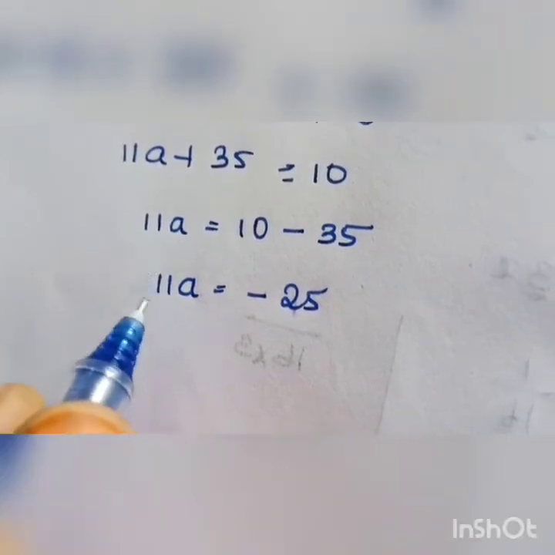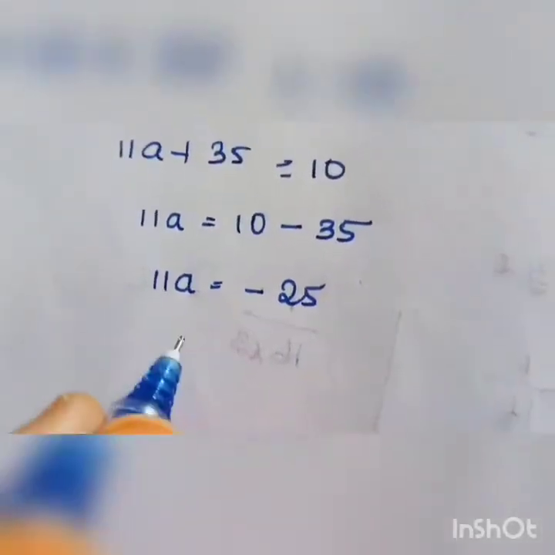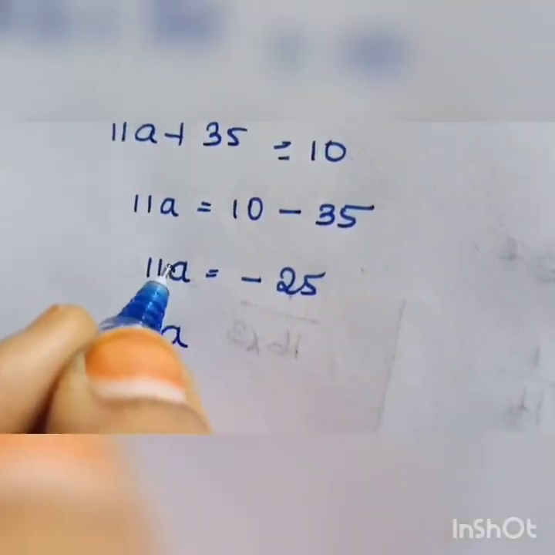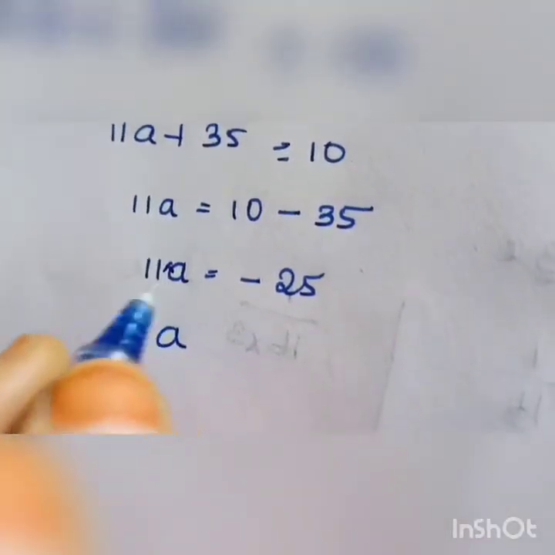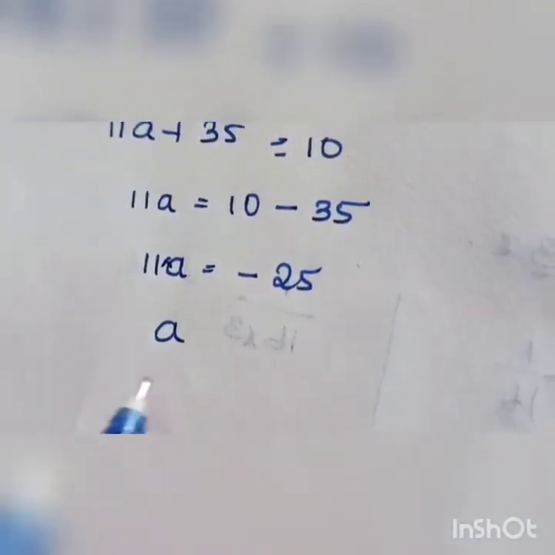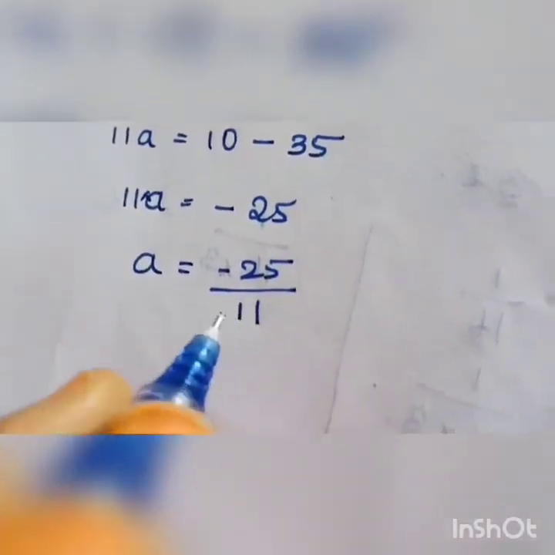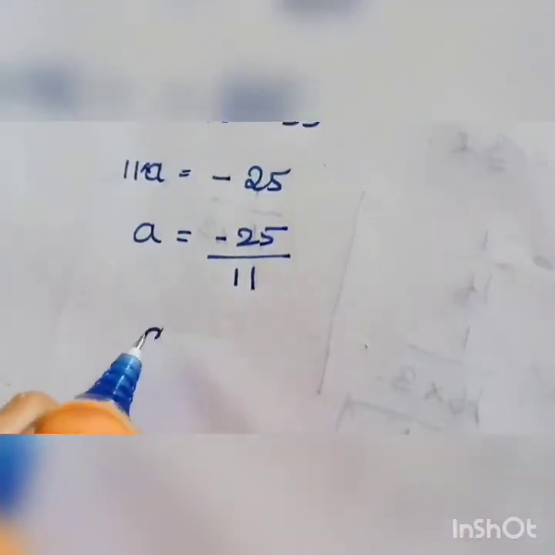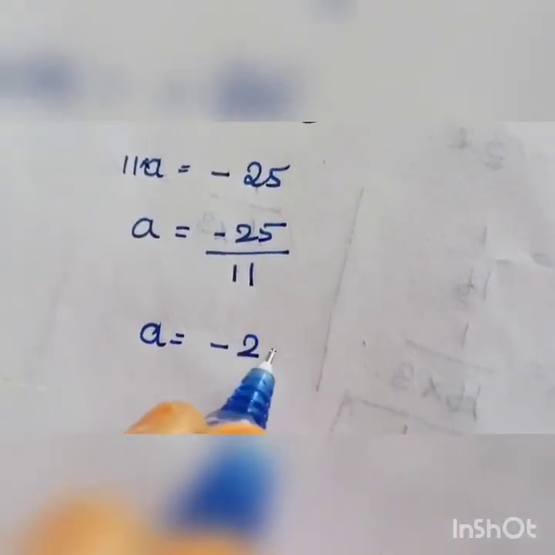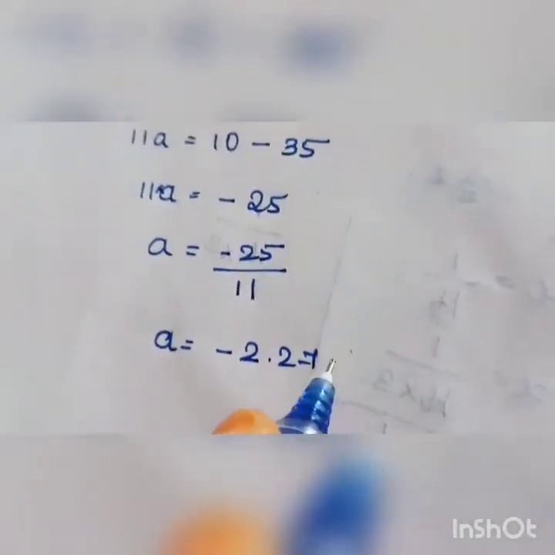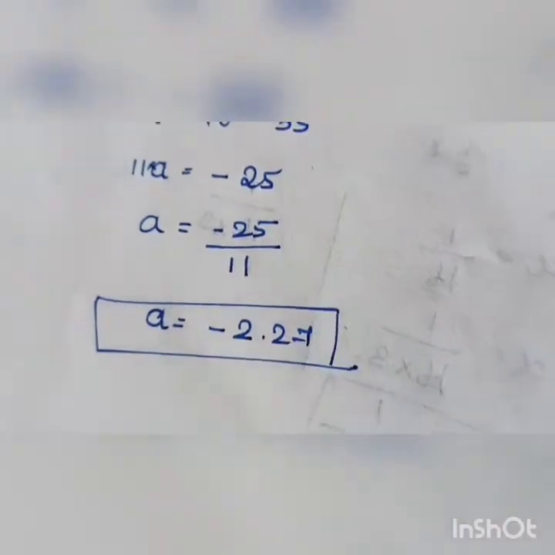Now what do you have to move? This 11. We have to move this 11 to the other side. What operation is 11 in? Multiplication. Between a number and a variable we have a multiplication symbol. So a equal to minus 25, and multiplication becomes divide. If you divide these two numbers, we will get the answer 2.27. Do you understand? So this is the value of a.